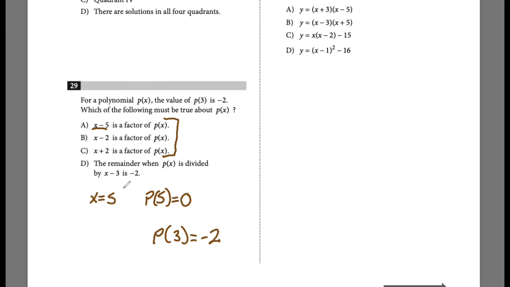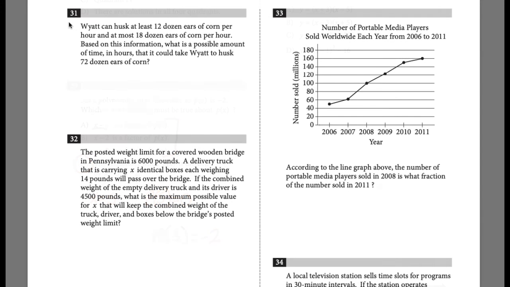But what we do know is that when we plug in 3 for x, we end up getting negative 2, and this acts as a remainder. And this will be answer choice D. Number 31.